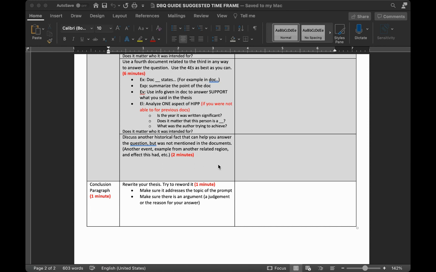And then finally, the least important paragraph in terms of the AP exam is going to be your conclusion. All you're going to do in your conclusion is rewrite the thesis, try to reword it, right? Try to make that same argument to close it up, and make sure you address the prompt. Make sure that there's an argument, either a judgment or a reason for your answer. And this just helps you get the thesis point unless you didn't get it the first time around.